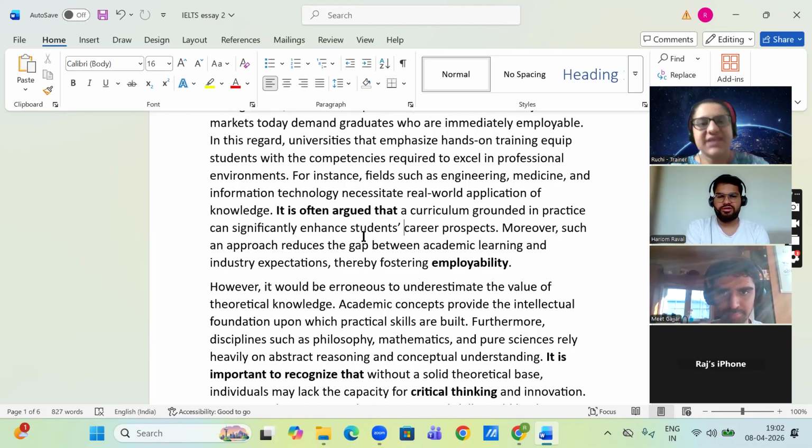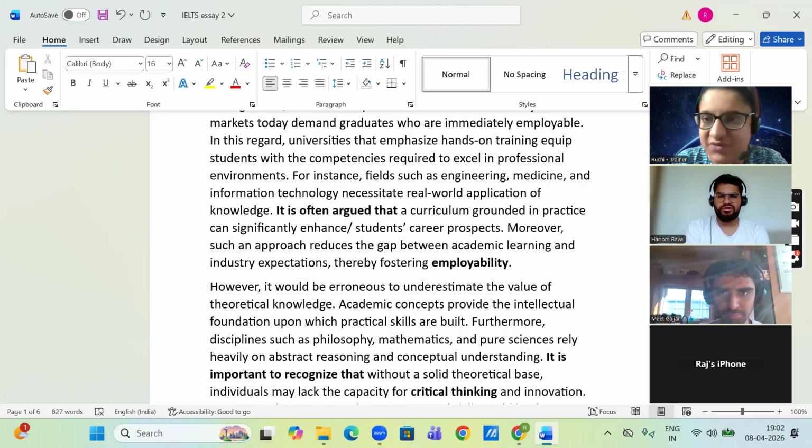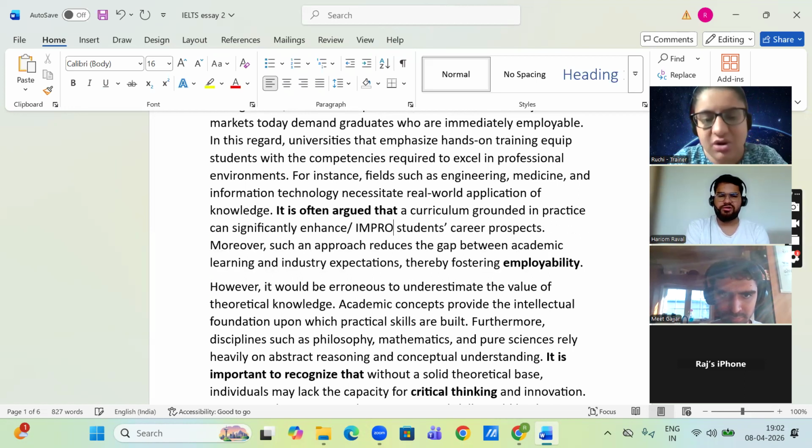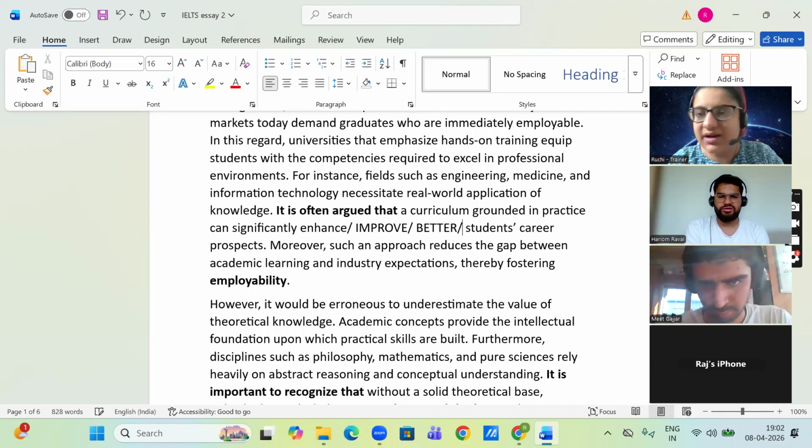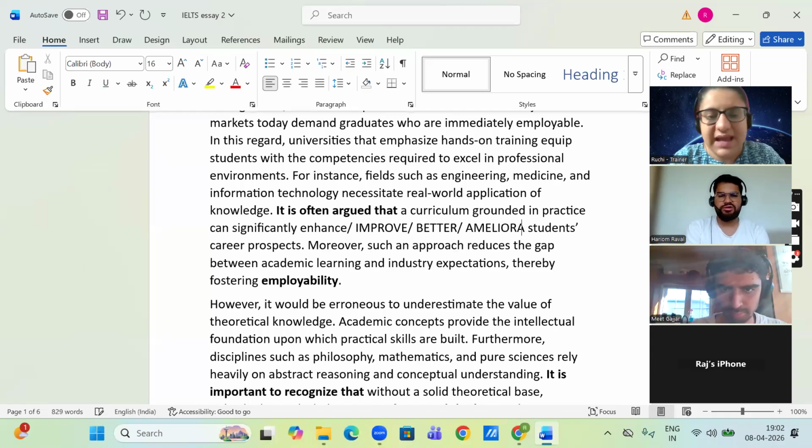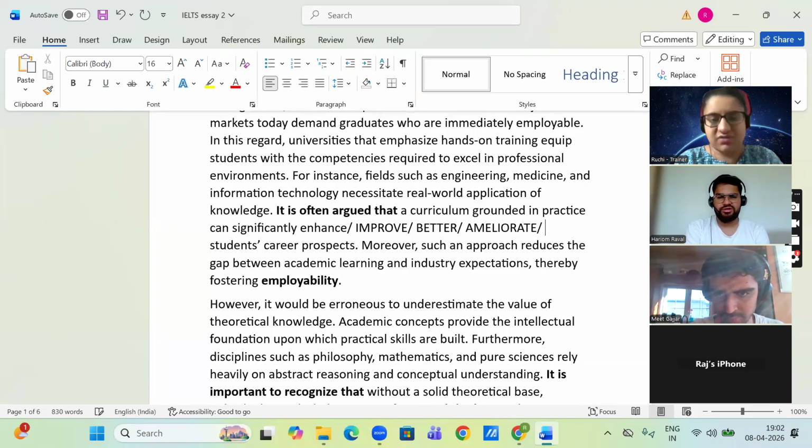ठीक है, सो यहाँ पे वर्ड है एनहांस। एनहांस के लिए कल हम लोगों ने देखा था इम्प्रूव, एमिलियोरेट। We had done a couple of synonyms for enhance, if you remember. किसी चीज को improve करना, किसी चीज को better करना, किसी चीज को ameliorate करना. There was one more word, enrich karna, to improve something, right? So you can try and remember ameliorate also.